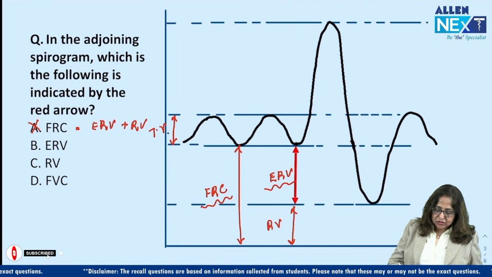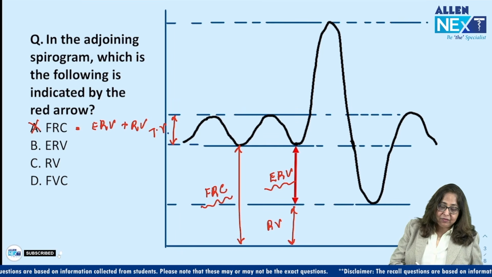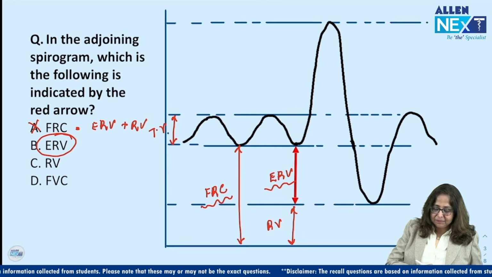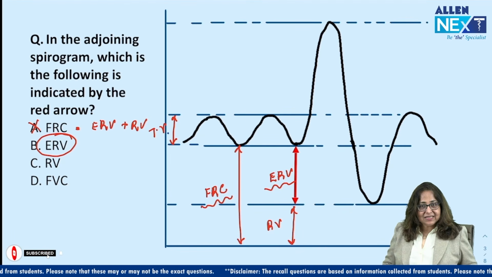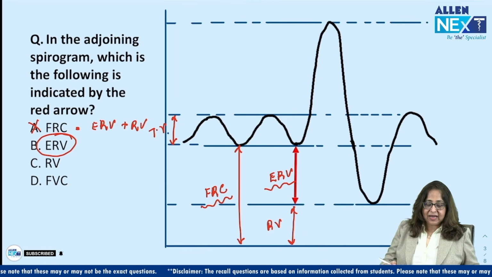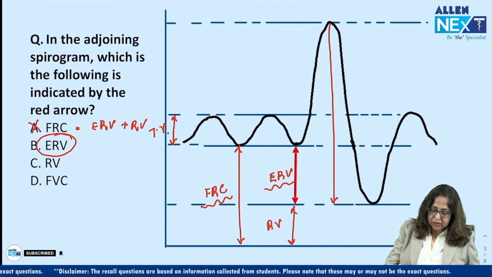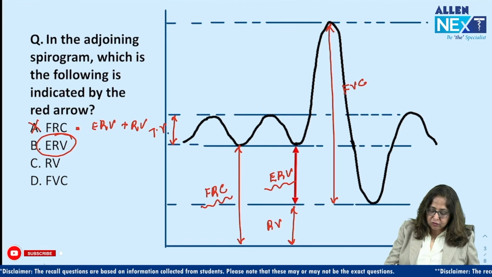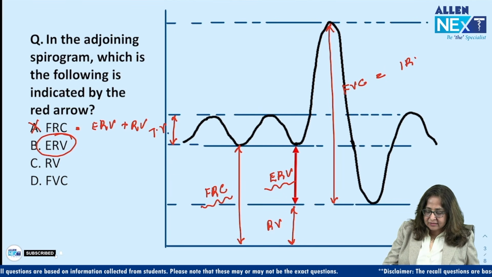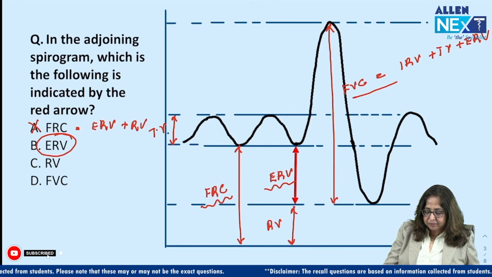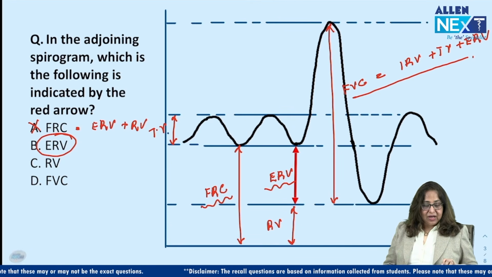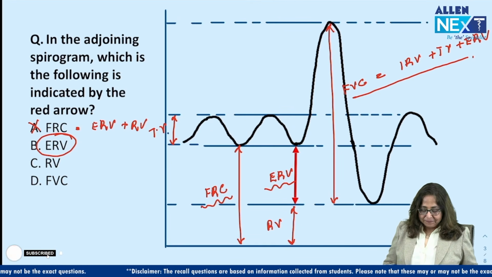So for this question, you were asked to identify what is marked by the red arrow. This is ERV. What is FVC? Volume of air expired forcefully after a forceful inspiration. This is your forced vital capacity. This is IRV plus tidal volume plus ERV. So the answer to this question is ERV.